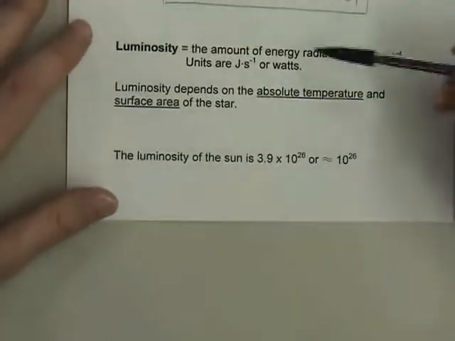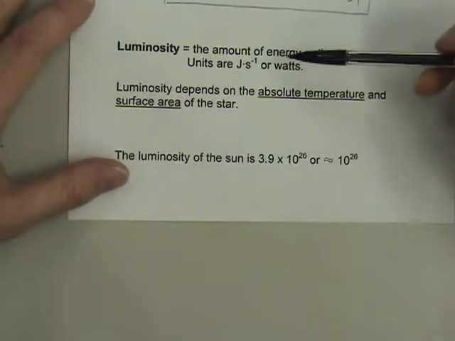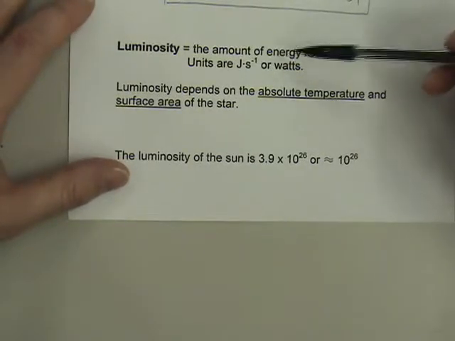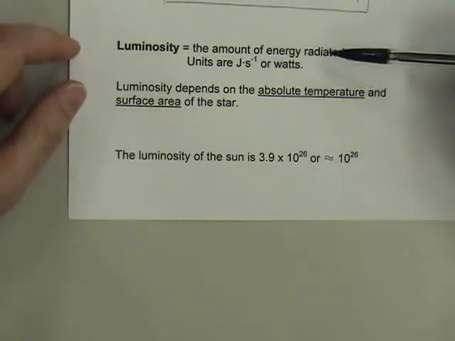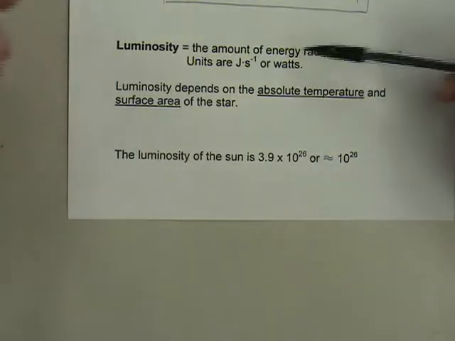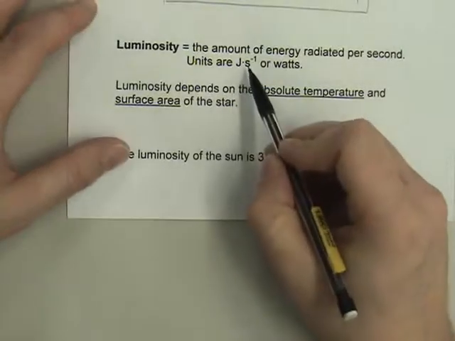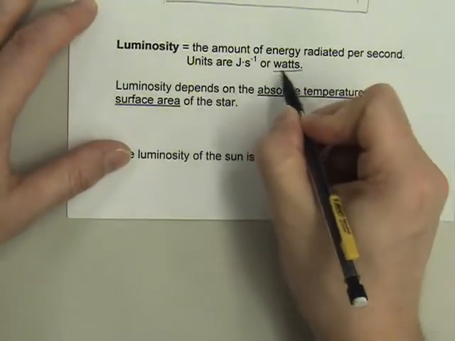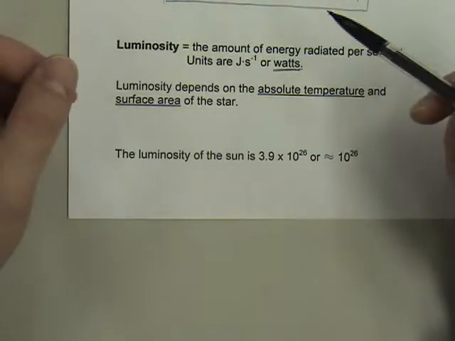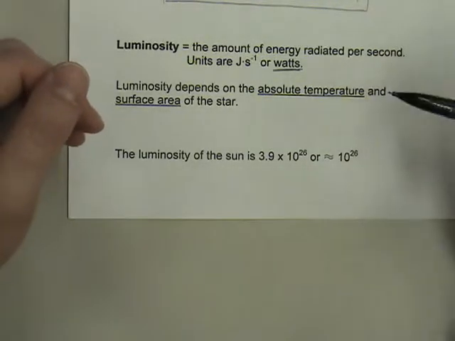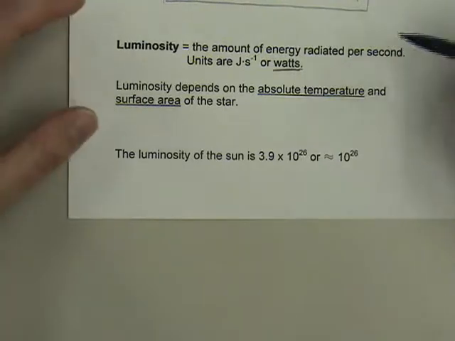Now, we've talked about this concept of luminosity. Luminosity is simply the total amount of energy that's radiated by the star per second. Energy per second is joules per second, or watts, very important. The units for luminosity are simply watts. Essentially, luminosity is the same thing as power, the power that the star generates.